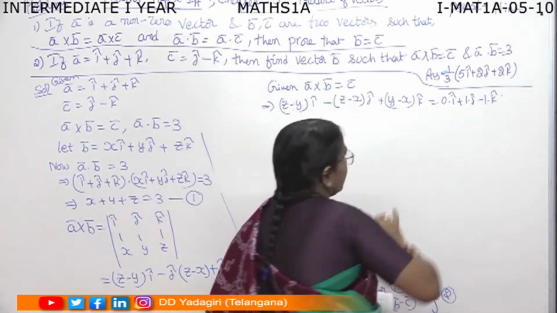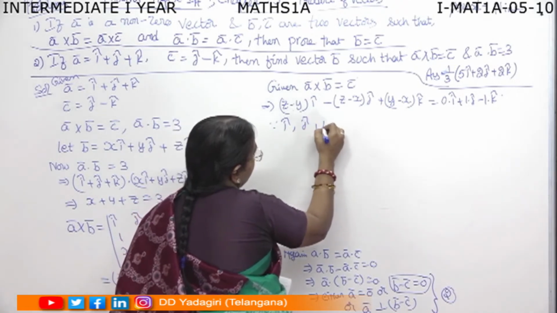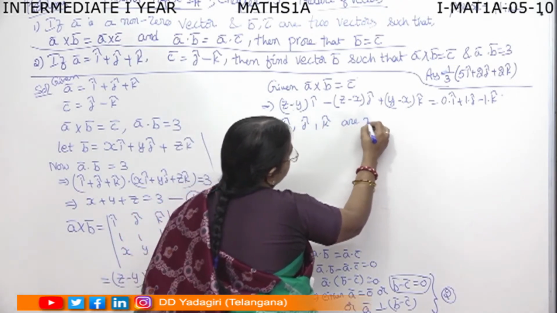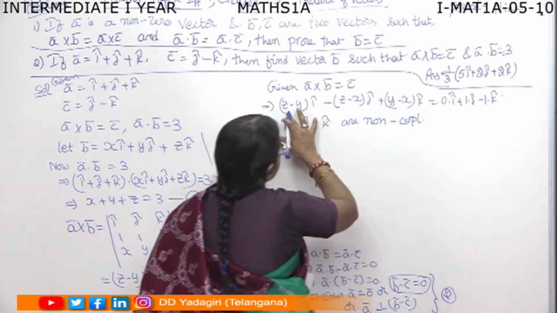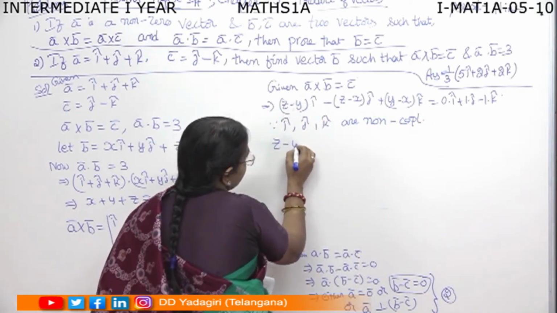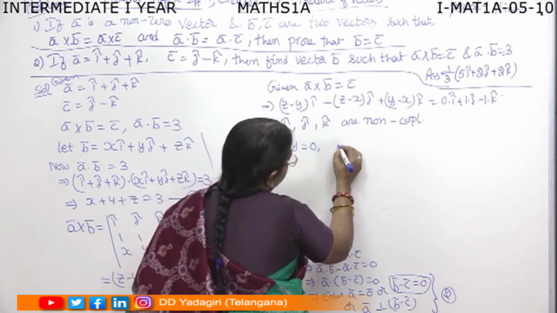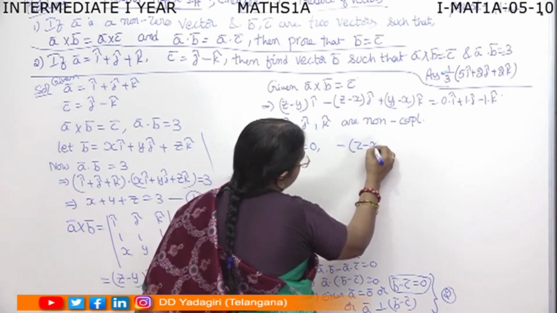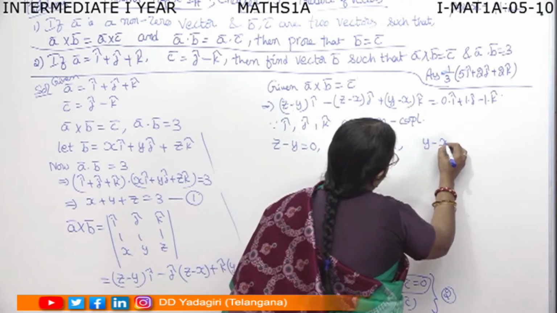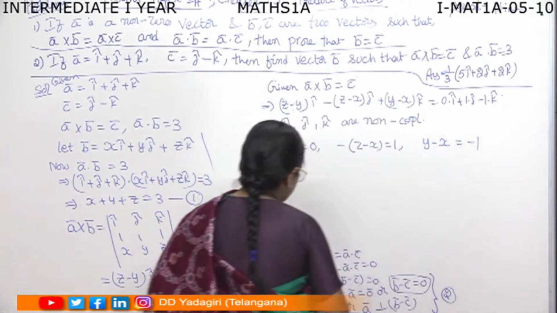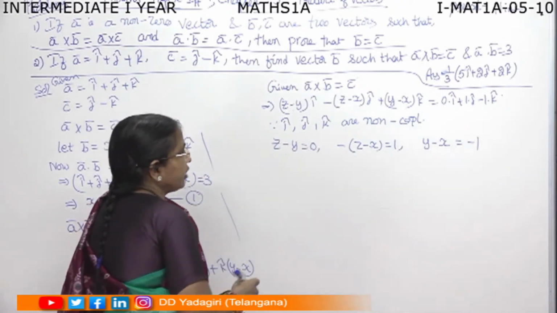Now these i, j, k are non-coplanar vectors. Since i, j, k are non-coplanar, you can equate the corresponding coefficients of i, j, k. So that means z minus y is equal to 0, then minus of (z minus x) is 1, and then y minus x is equal to minus 1. So these are the equations. Now you must solve them for x, y and z.